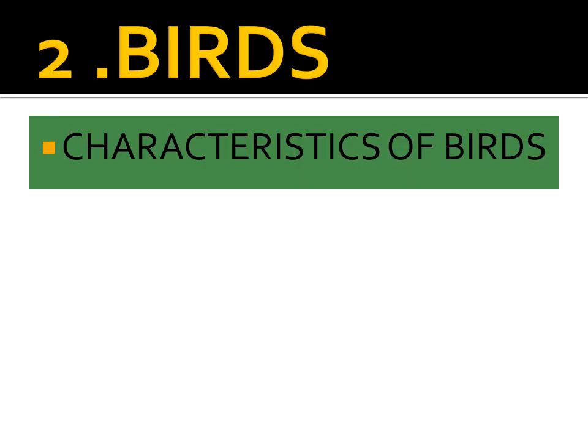Today, we want to see characteristics of birds. When you were in class 4, the teacher defined for you what a characteristic is, whereby he said a characteristic is a behavior that is shown by an animal, and animals have different characteristics. Characteristics of birds: 1, their feet are covered with scales.